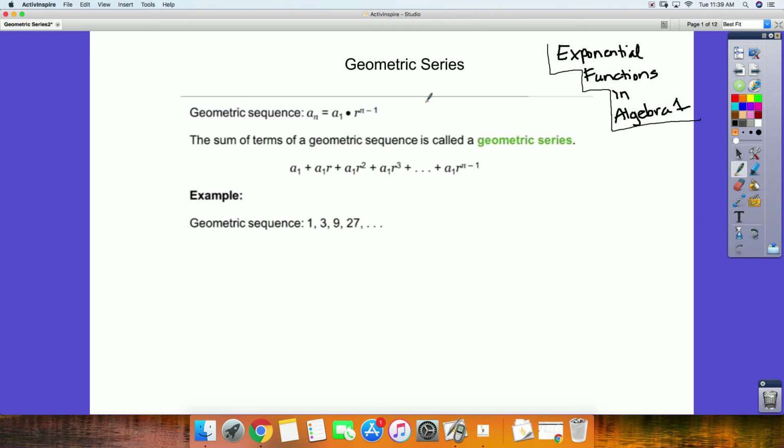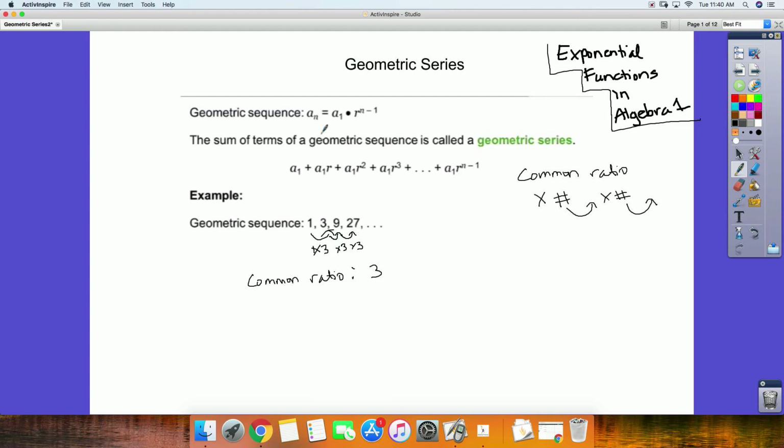So a geometric series is a series that has a common ratio. Basically what that means is you're multiplying by the same number over and over and over again. So if I look at this pattern here, I can see that 1 times 3 is 3, 3 times 3 is 9, and 9 times 3 is 27. So this is a geometric sequence because it has a common ratio of 3.